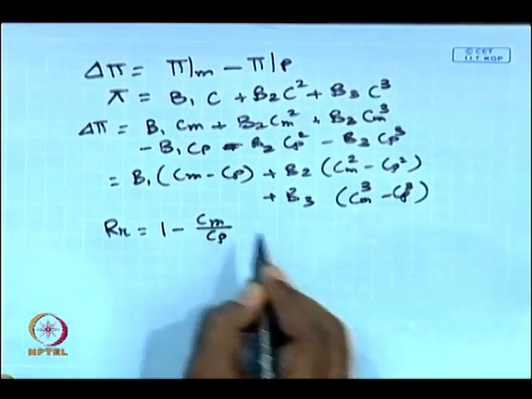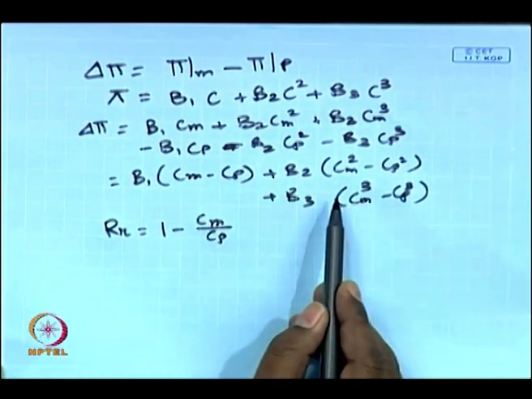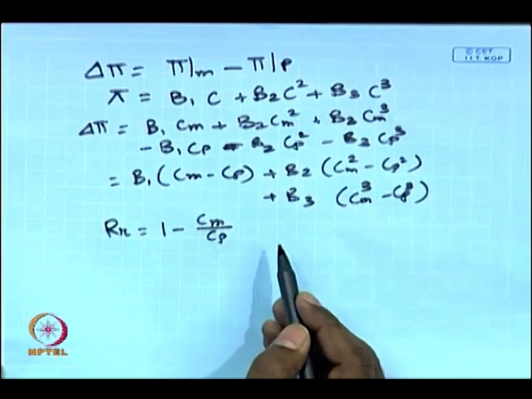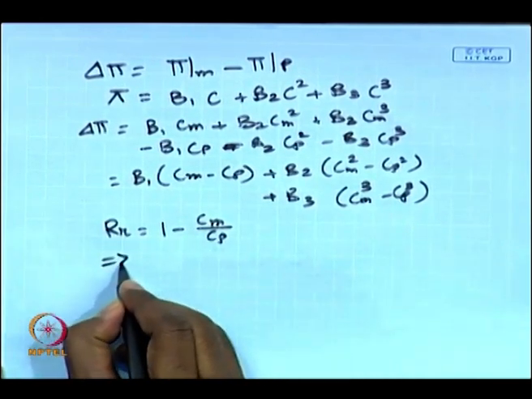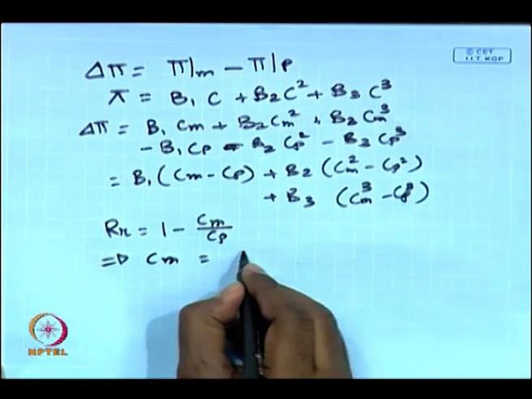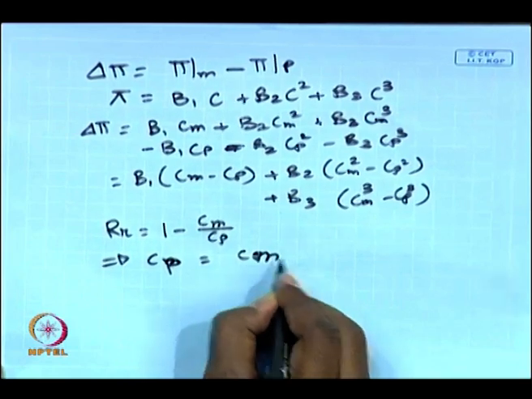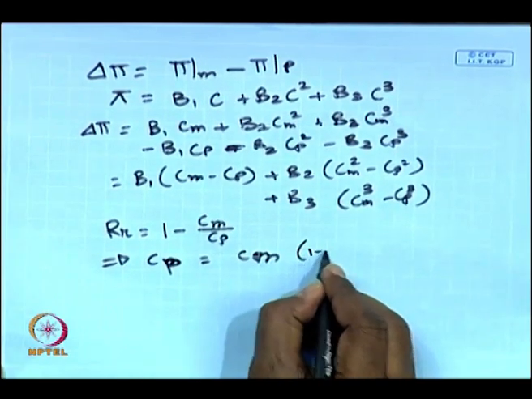So, you can eliminate Cp from this equation of delta pi in favor of Cm, because RR is constant. So, what is Cp? Cp is nothing but Cm into 1 minus RR.